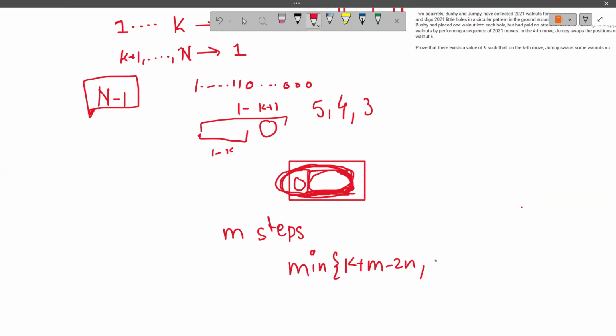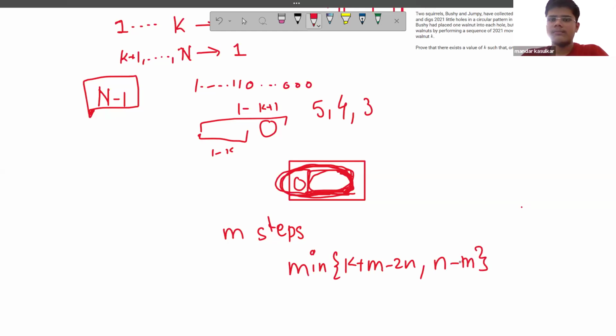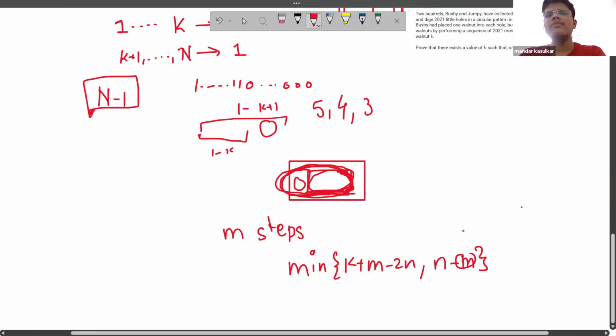Wait, n minus m, I suppose. Yes. Wait, n minus m, no. Wait, m minus n, I think. Yes, yes. Oh wait, no, m is upper bounded by n minus.